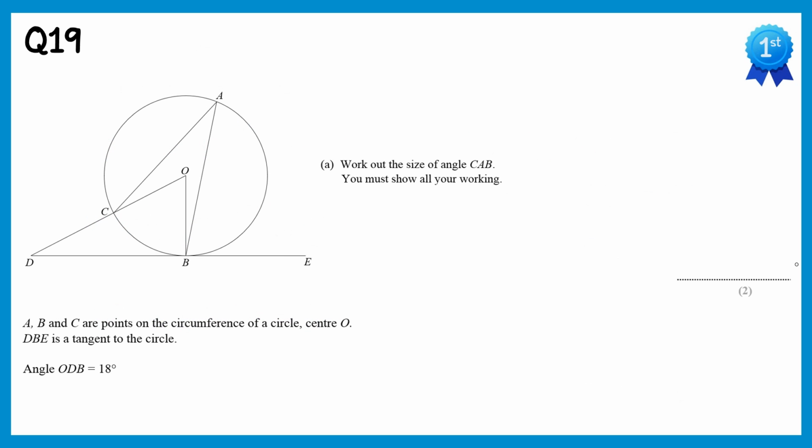For this question, we're trying to find the angle CAB, which is this one marked here. In the question, they tell us the angle ODB, which is 18 degrees, marked here. We also know that line OB is a radius and DBE is a tangent. A radius meets a tangent at 90 degrees, so this triangle is a right-angled triangle. Since the angles in a triangle add up to 180 degrees, we can do 180, take away 90, take away 18, which gives 72. So the angle BOC here is 72 degrees.